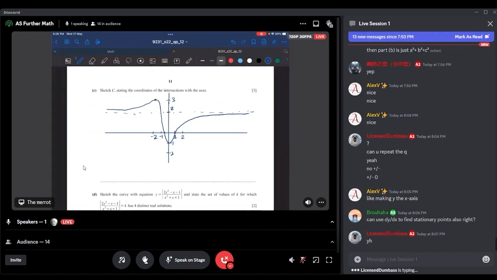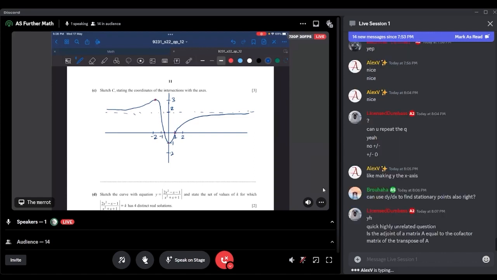Okay, can you use dy dx? Yes, you can. That is the most natural way to do it. Use dy dx. But I am very lazy to do computation. It is so tiring for me to do computations like that, and I'll make mistakes along the way anyway.